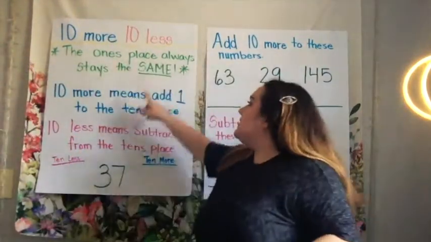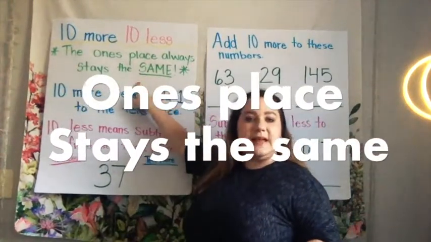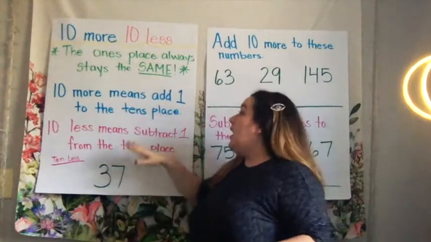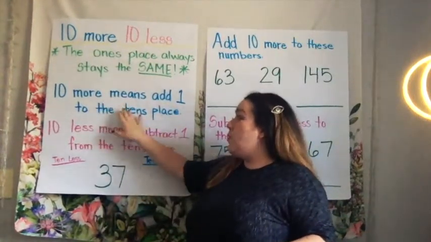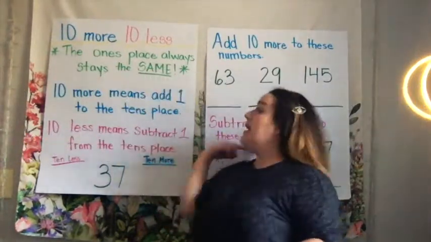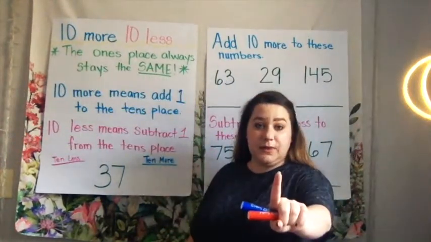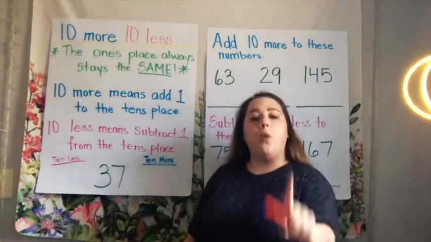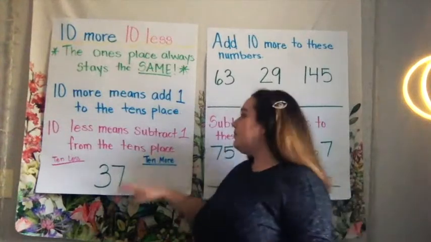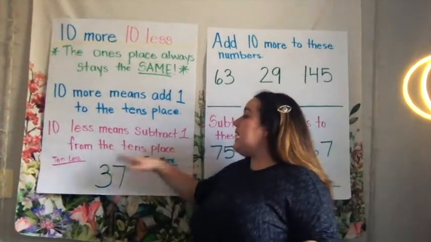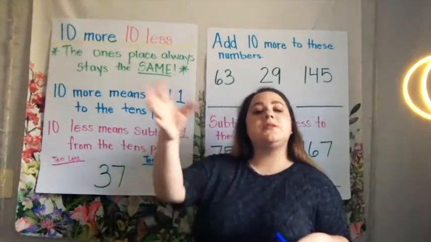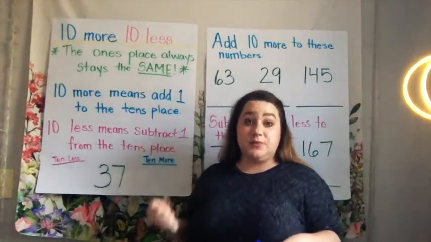All right, so today when we're talking about 10 more, 10 less, the biggest thing we need to know is that the ones place always stays the same. When we're doing 10 more, that means that I'm adding 1 to the tens place. I'm not adding 10, I'm adding 1 to the tens place. That's how I'm adding 10. 10 less means I'm subtracting 1 from the tens place.